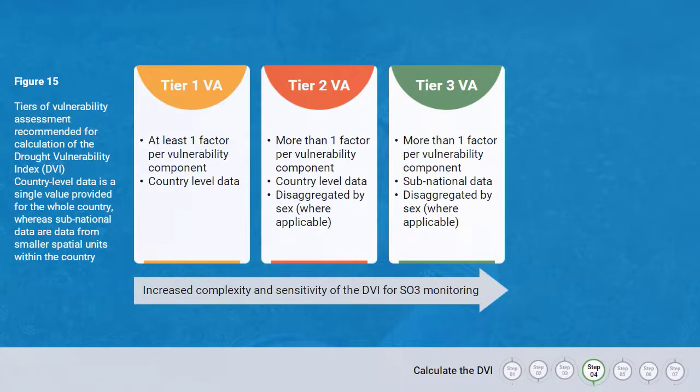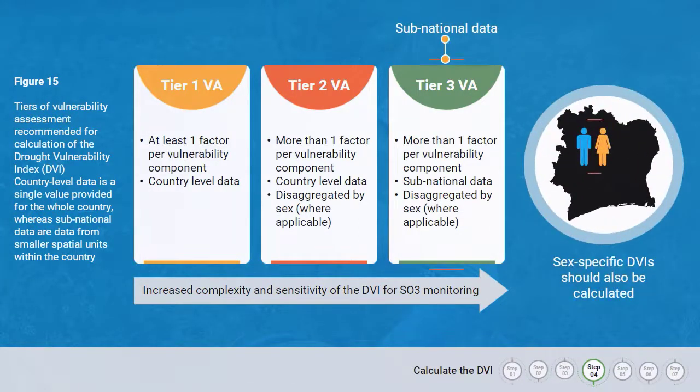With subnational data for components under Tier 3 VA, the DVI should be calculated for the smallest spatial unit separately for males, females, and the total population.